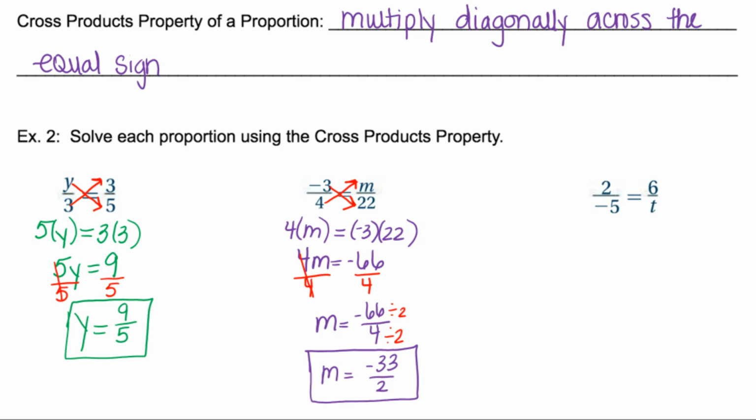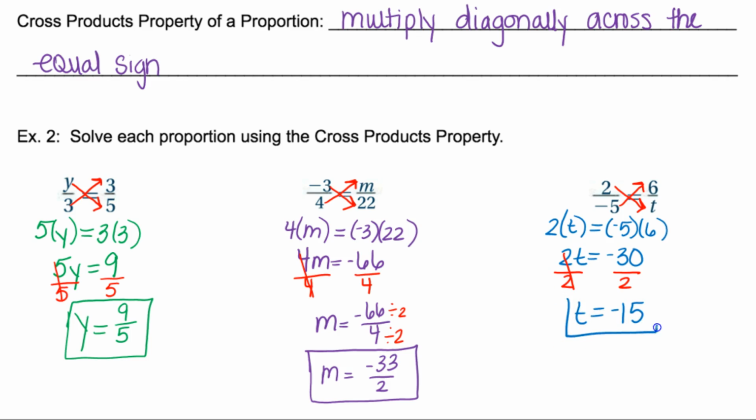One more we're going to do together. Again, we're going to cross multiply. So I have 2 times t equals negative 5 times 6. So 2t equals negative 30. We're going to divide both sides by 2 to get that t equals negative 15. So it is possible you could get a whole number. We've gotten a lot of fractions today, but you could get either one.